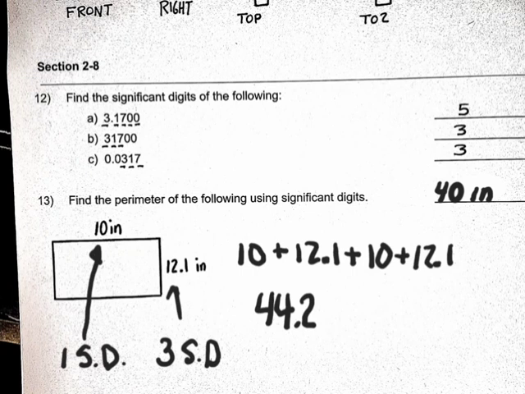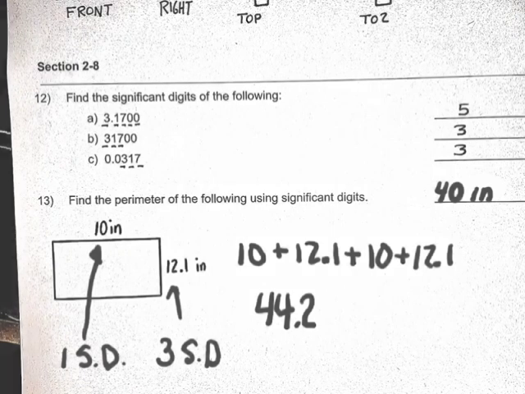But we're supposed to be using significant digits. 10 inches only has one significant digit, while 12.1 has three significant digits. The lower number is 1. That means we can only use one significant digit, which is why the answer is 40 inches.